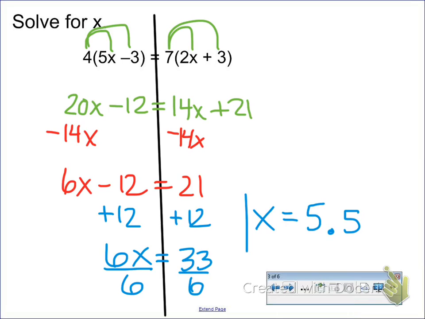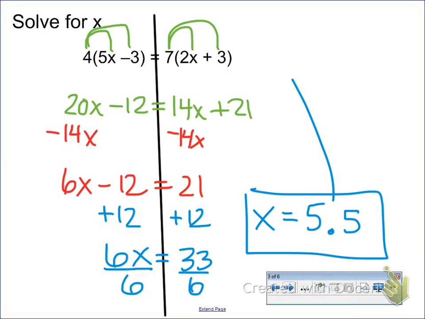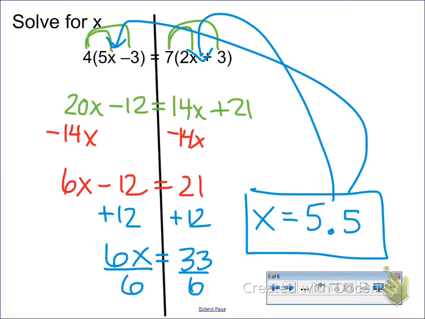Okay, and again, you could leave them as decimals or fractions. If you leave them as fractions, you want to make sure that you leave them fully reduced. At this point, you can go ahead and check your equation by substituting 5 1/2 in for both x's and make sure that it balances your equation.